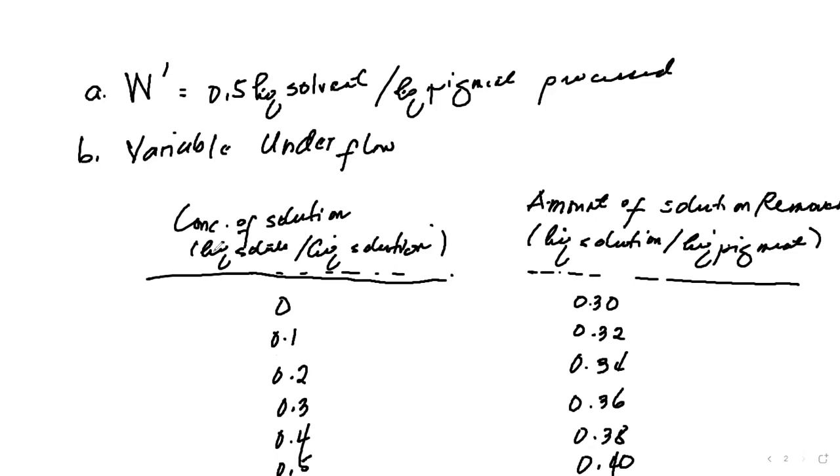But before we process this given information, because it's in letter B, we will first determine the N in the case of the constant underflow condition with this much solvent being removed per kilogram of pigment processed. So we go to our solution.